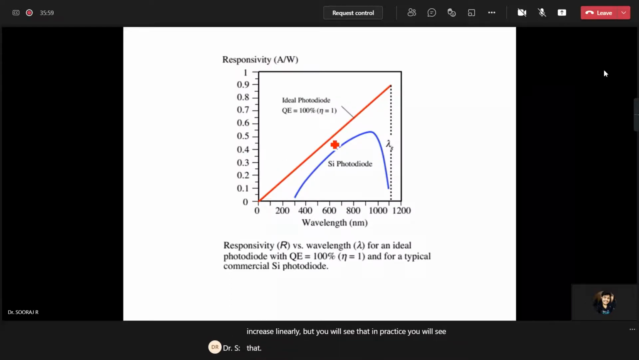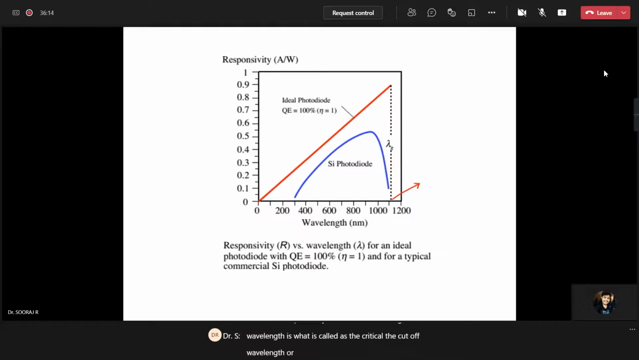it increases, but then it does not respond beyond a certain wavelength. That wavelength is what is called the cutoff wavelength, or probably critical wavelength. You can define it in various ways. So can you explain why this is so?